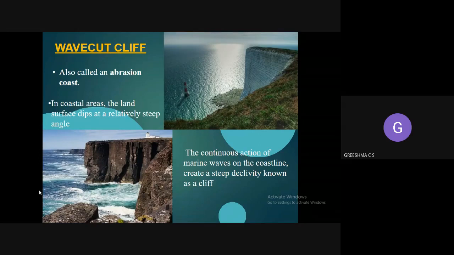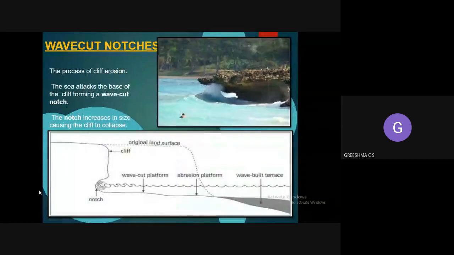Okay, so I'm repeating again. So cliff means it is a large rock mass which is formed by the wave action. Its shape will be almost vertical and it will be very high. Got it? So that is a wave cut cliff.